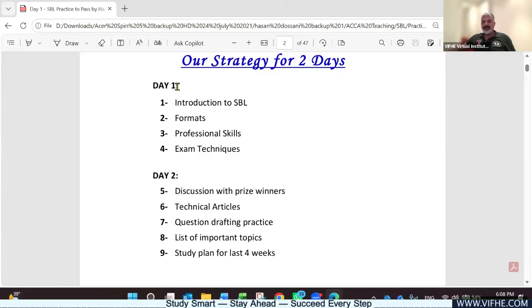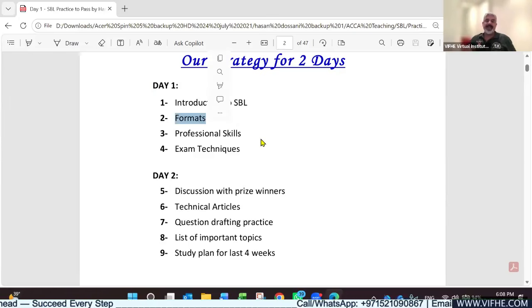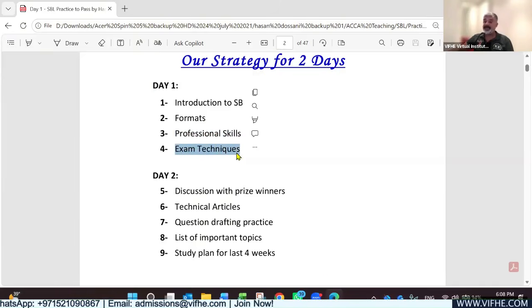So today, which is day number 1, we will just talk about a quick introduction to SBL. But the most important thing is I will teach you all the formats which can be tested in your exam. Then I will teach you all the professional skills, and the most important segment for today, I will teach you all the exam techniques so that when we are solving the past papers, we can apply all these exam techniques so that we get better and better as we practice more.